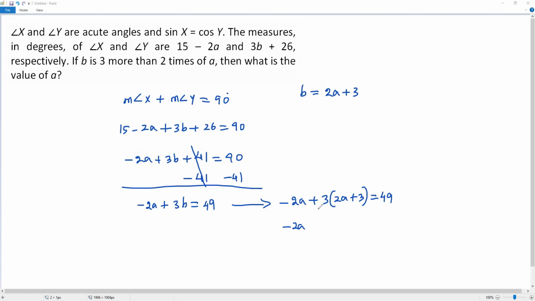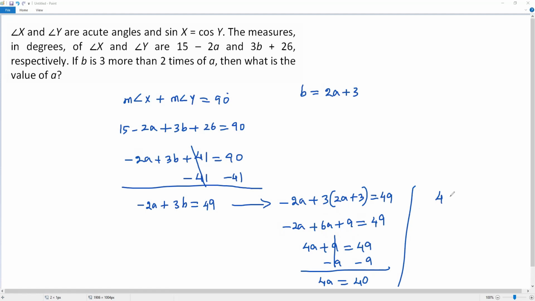Now we can distribute this 3 to the 2a and the positive 3. Then we get -2a + 6a + 9 = 49. When I combine these two terms, I am getting 4a. That is 4a + 9 = 49. Now let me subtract 9 from both sides of this equation. Positive 9 and negative 9 will cancel out. I am getting 4a on the left side. On the right side, when I simplify, I am getting 40.